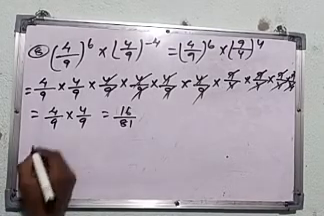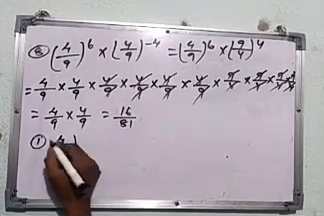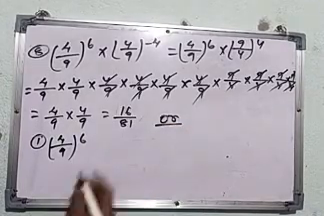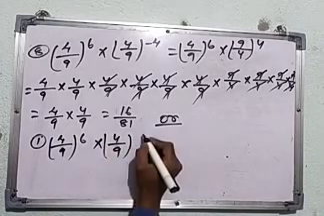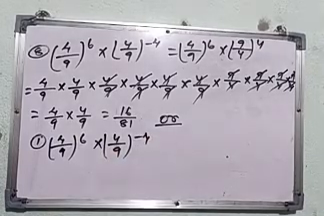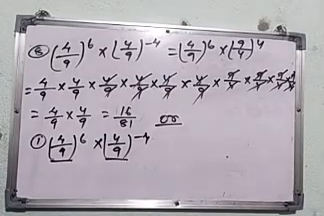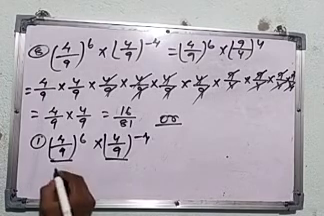In another process, 4 by 9 power 6, you can also make it in a different way, 4 by 9 power minus 4. So here you see, student, the base is common, the base of both is the same.